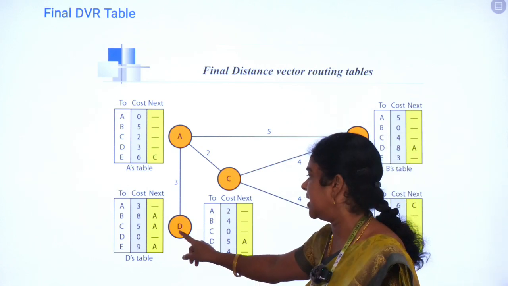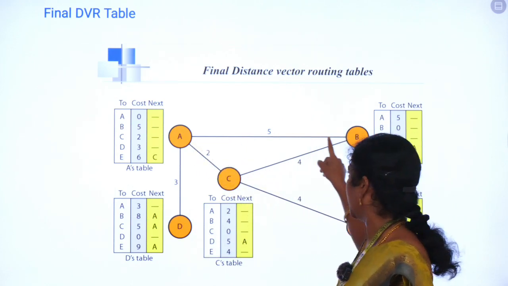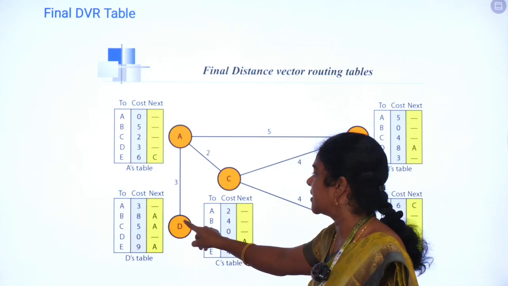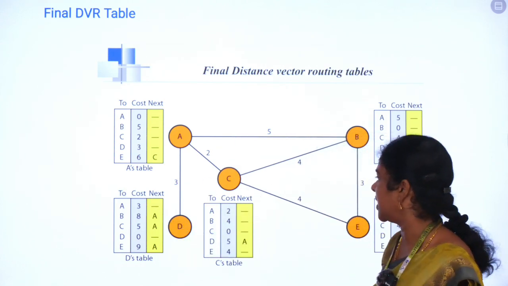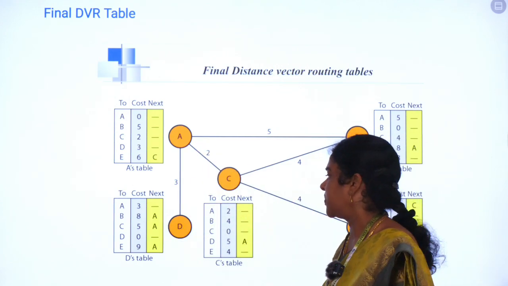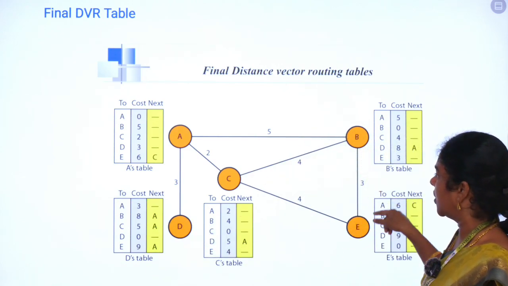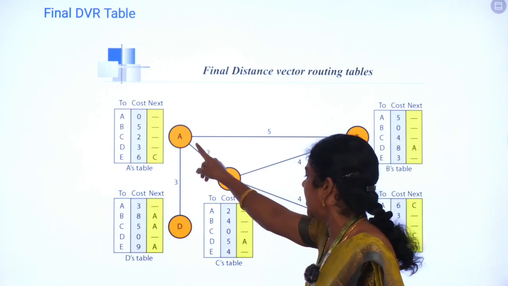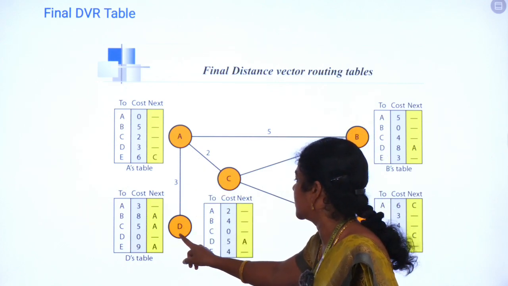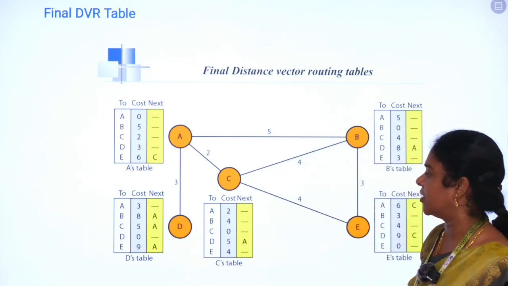Next one D, similarly. D to A is 3, and D to B we can reach D to A to B. So the intermediate node is A. What is the cost? 3 plus 5 is 8. Next one C, similarly intermediate A, D to A to C. So 3 plus 2 is 5. D is the self node, so the cost is 0. Next one is E, D to E. How to reach? D to A. Here in this D table we can reach D to A to E, so the cost is 9.